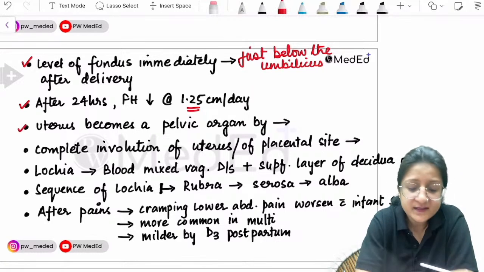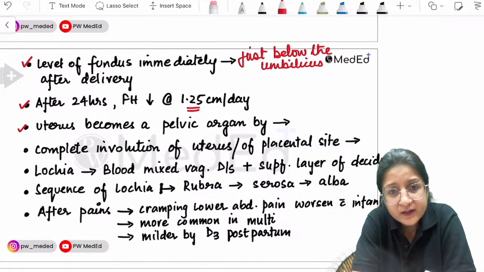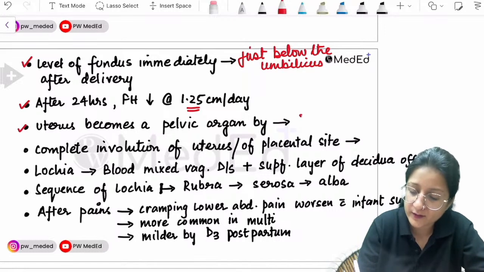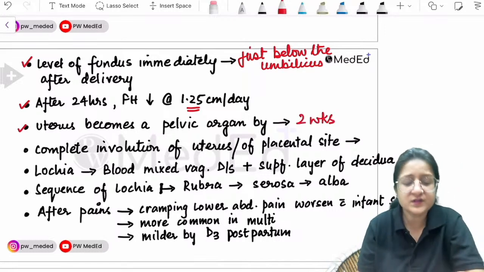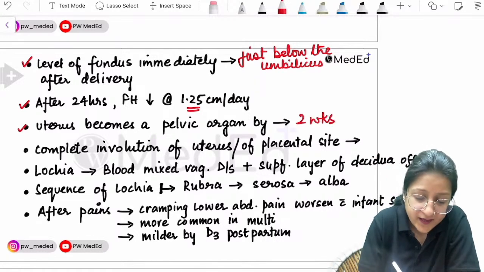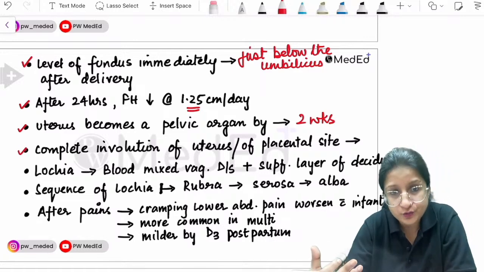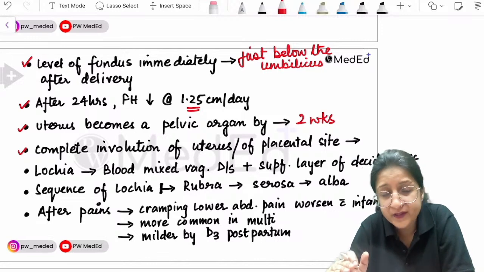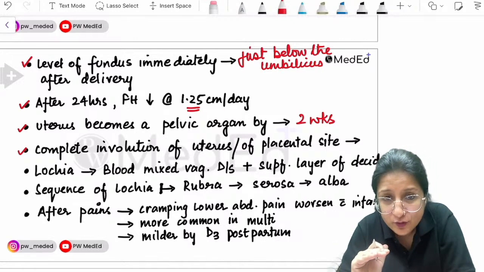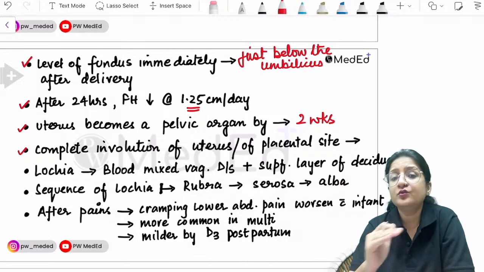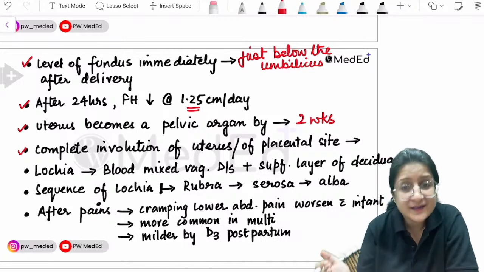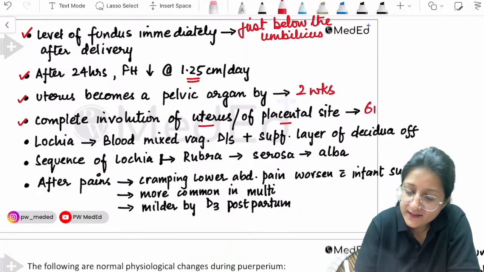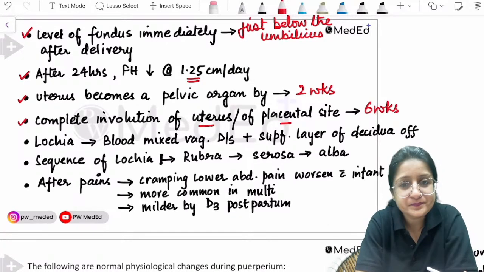Now, how much time does it take for the uterus to become a pelvic organ? The fundal height is decreasing over time. The uterus will become a pelvic organ by 2 weeks postpartum. If they ask you for complete involution of the uterus, or complete involution of the placental site, the answer is a full 6 weeks.